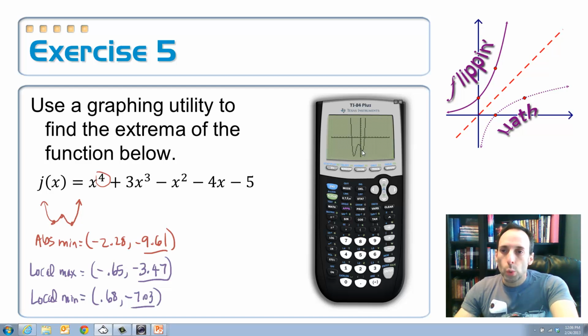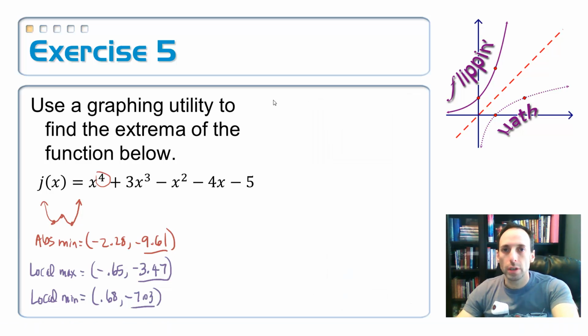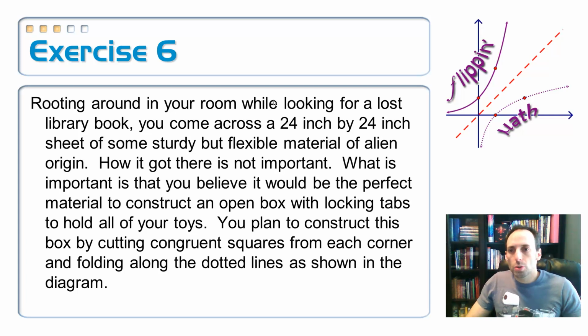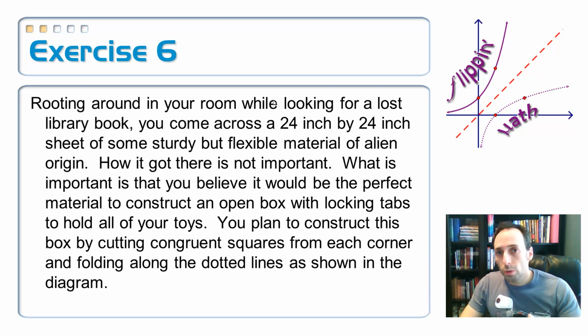Okay, so the next exercise is actually an application, a pretty interesting one. So let me give you the lowdown, give you the situation. While rooting around in your bedroom looking for a lost library book, you come across a 24-inch by 24-inch sheet of some sturdy but flexible material of alien origin. How it got there is not important. What is important is that you believe that it will be the perfect material to construct an open box with locking tabs to hold all of your toys.